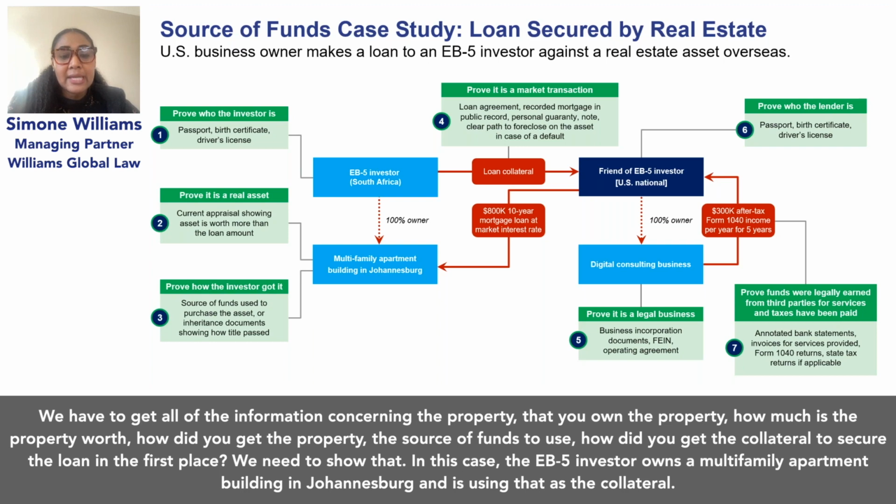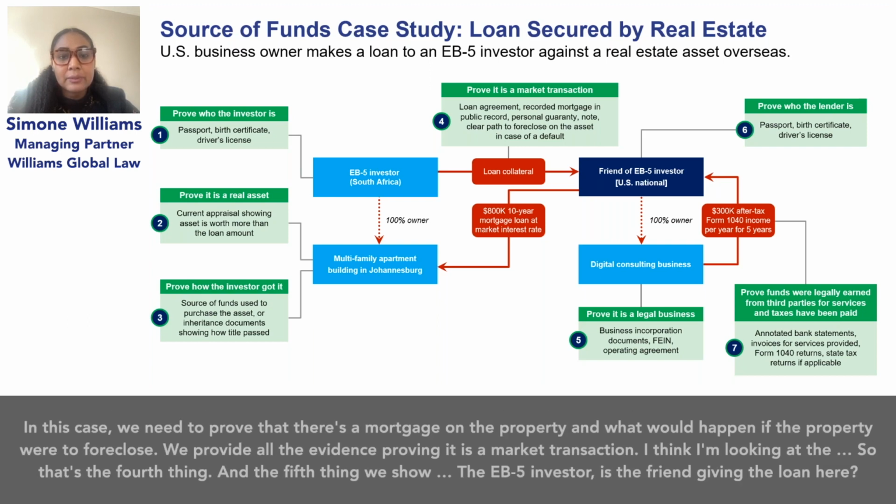So in this case, the EB-5 investor owns a multifamily apartment building in Johannesburg and is using that as the collateral. In this case, we need to prove that there's a mortgage on the property, and what would happen if the property were to foreclose. And we provide all the evidence proving it is a market transaction. I think that's the fourth thing.